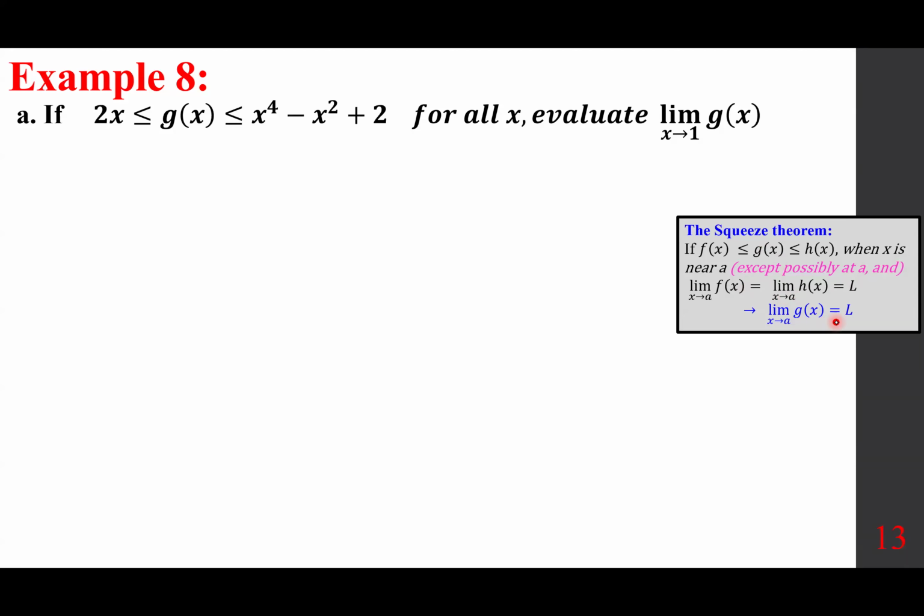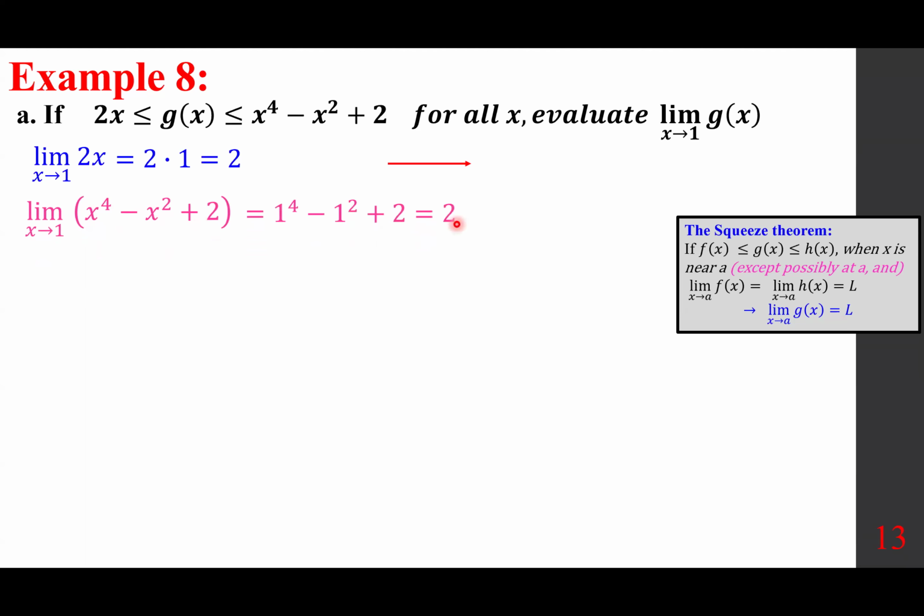So we're going to look at each side, starting with 2x. If you plug in 1, you get 2. We're going to look at the right side. If we plug in 1, this is 1 to the power of 4 is 1, minus 1 squared is 1. So 1 minus 1 plus 2 is 2. Because these two are identical, the one in between must have the same limit. Therefore, the limit of g of x as x approaches 1 must be 2 by the squeeze theorem. You have to mention the theorem.